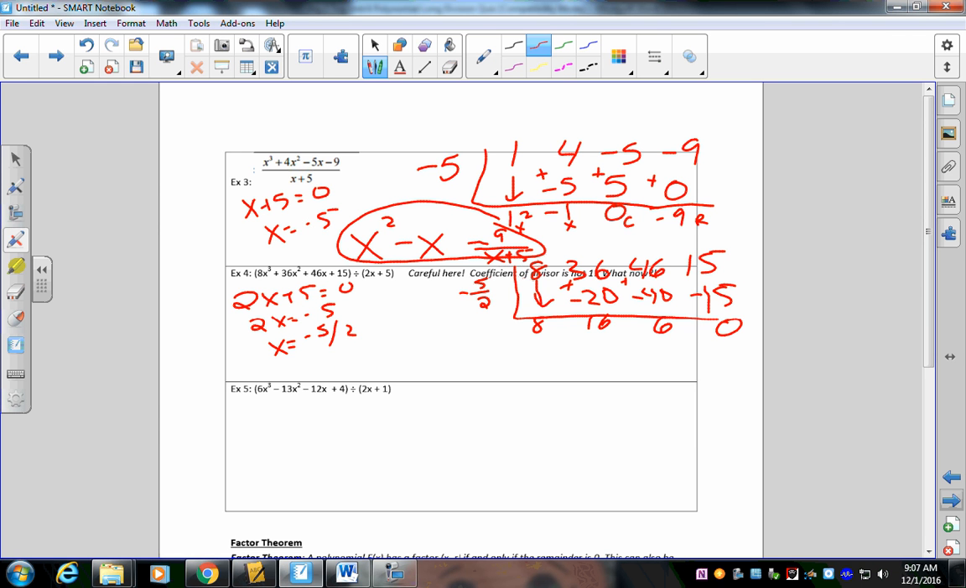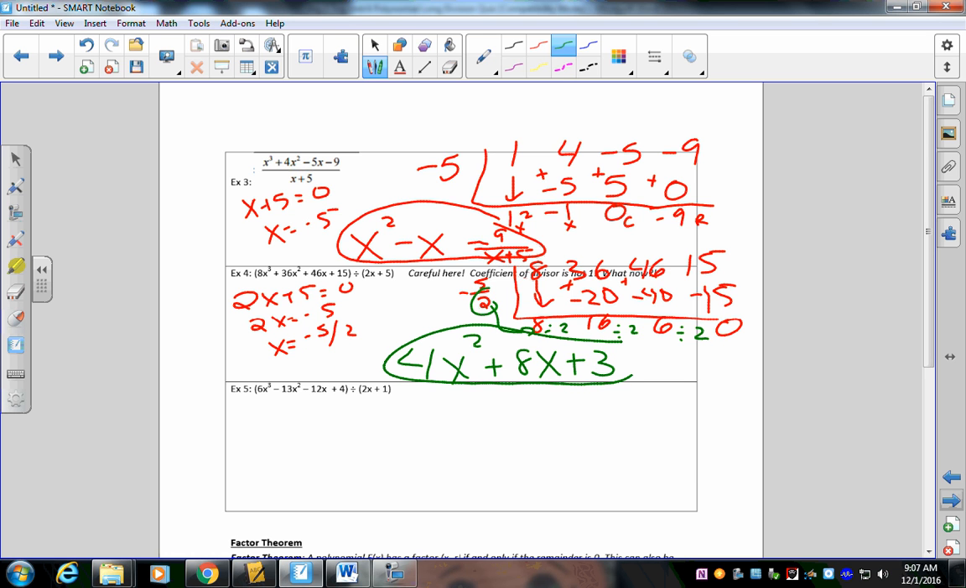Now, before I write it out, when you were doing the synthetic division and your original divisor had a coefficient greater than 1, you have to then go through and take this denominator and divide everything down here by 2 except the remainder. So if I had a remainder of 1, I would leave it as 1. I'm not going to divide that. So when I divide this by 2, divide this by 2, and divide this by 2, my final answer is 4x squared plus 8x plus 3.